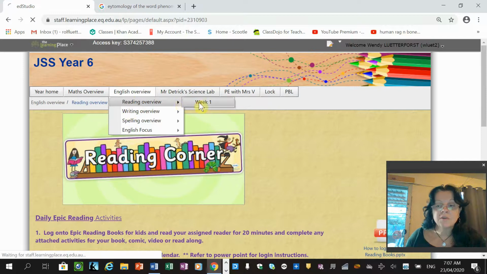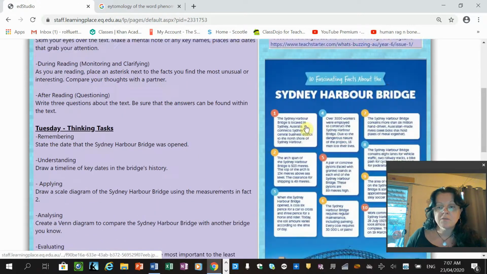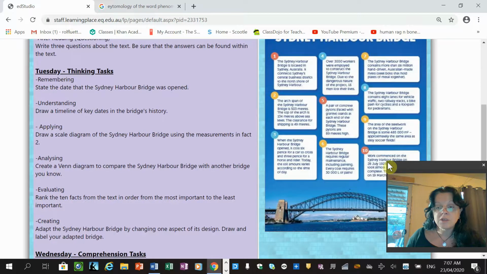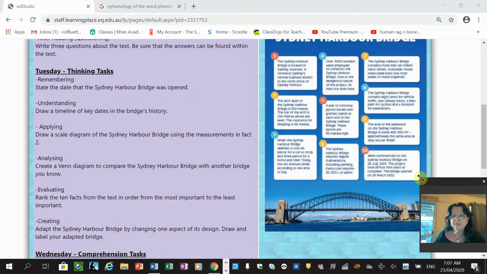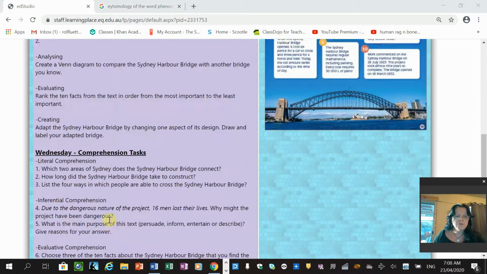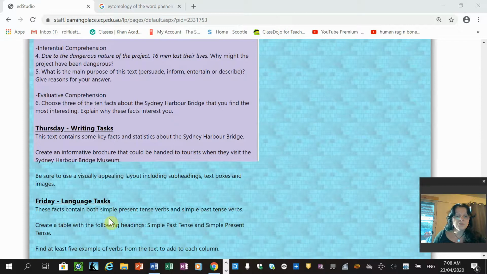So the reading that we're in is on the Sydney Harbour Bridge, and probably you should go through and have another quick read of that. Now, the activity today is going to be really quick because I don't need to go through this with you. So for Thursday, what you need to do is create an information brochure, which we sort of did last term, didn't we, about the Sydney Harbour Bridge. So using those techniques that we talked about then. Make it visually appealing with a layout including subheadings, text boxes and images.